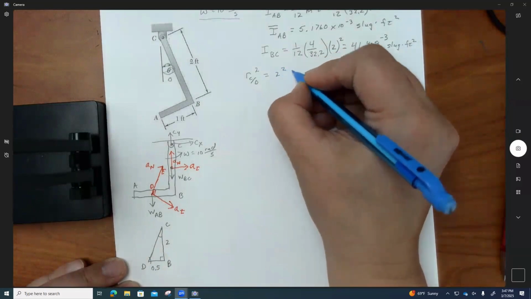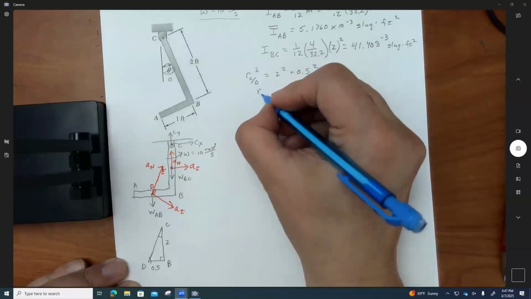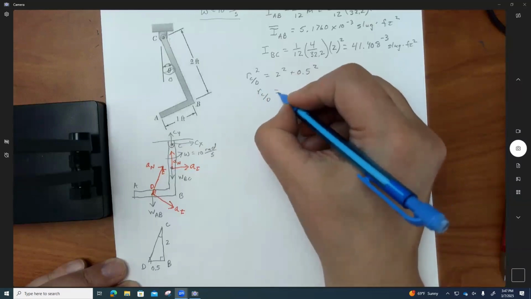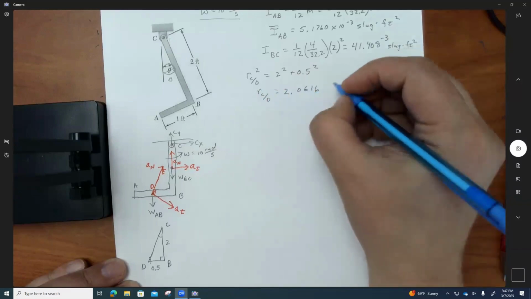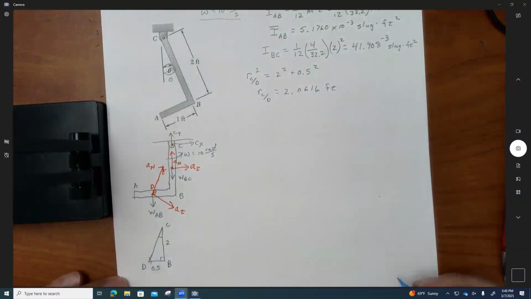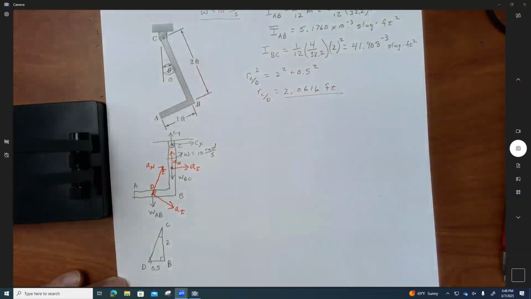That's going to be 2 squared plus 0.5 squared. And so you're going to have R of C relative to D equal to 2.0616 feet. And we could do this in a vector format, but I think we'll practice a scalar format. We're probably ready for that. And we'll keep with that value for this distance of the hypotenuse.